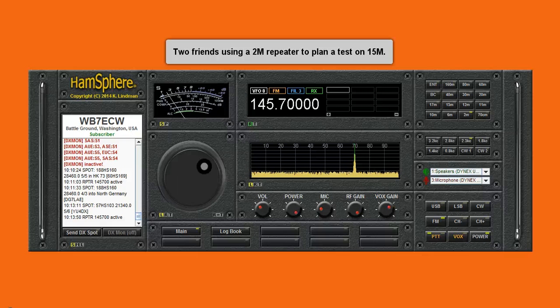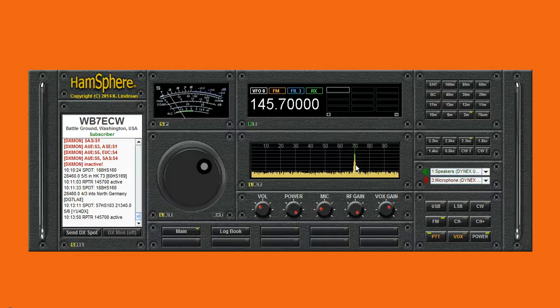Succeeds to make contact with Europe, countries from Europe, like England, Netherlands, Germany, all over Europe I succeed. Okay, Ski, would you like to test the 15 meter, because it's now good propagation in my side.